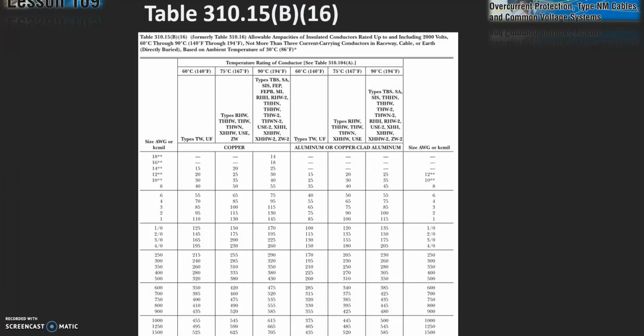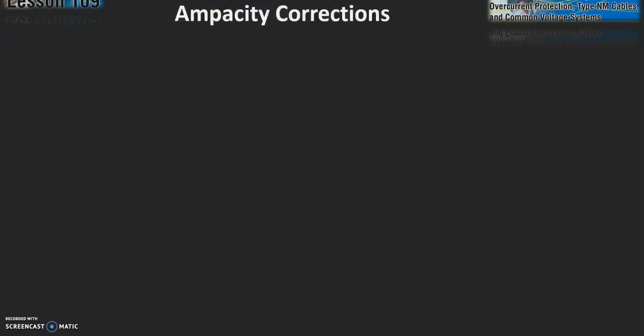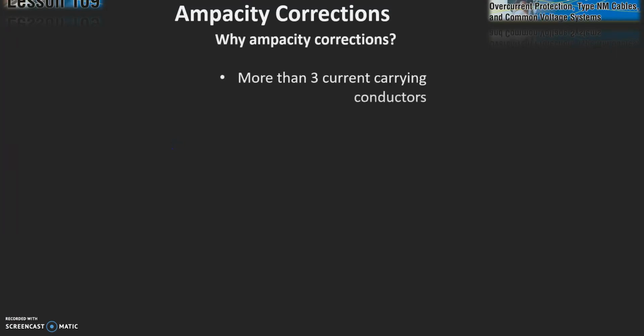Again, that information comes from 310.15(B)(16). There's that table once again, or part of it anyway. So next up here, ampacity corrections. What I mean by this is, we know that normally this wire can handle, say, 50 amps, but because of some condition, it's not going to be able to handle that many amps. What conditions are these? Why would we do this? We're going to study two of the main reasons.